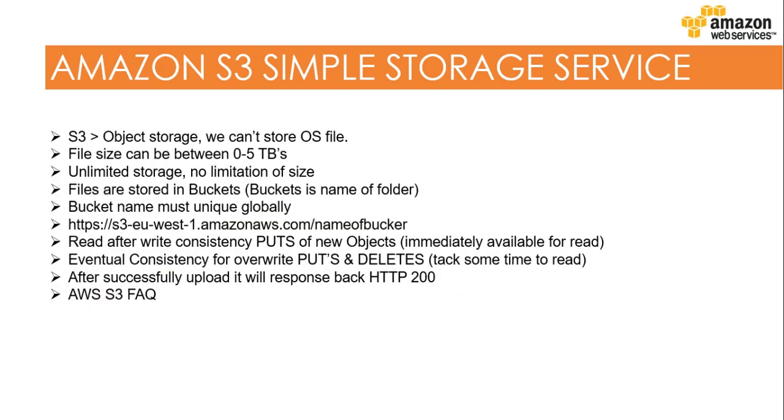Amazon S3 stores data as object storage. We cannot store an OS file. File size can be between 0 and 5 TB, with unlimited storage and no limitation on total size. Files are stored in buckets. A bucket is the name of the folder. The bucket name must be unique globally. The URL of the bucket will be like https, s3, the name of the region, so eu-west-1.amazonaws.com, slash the name of the bucket.